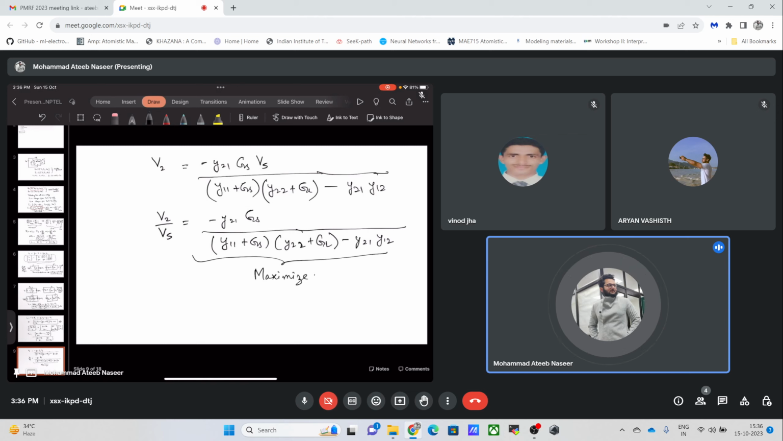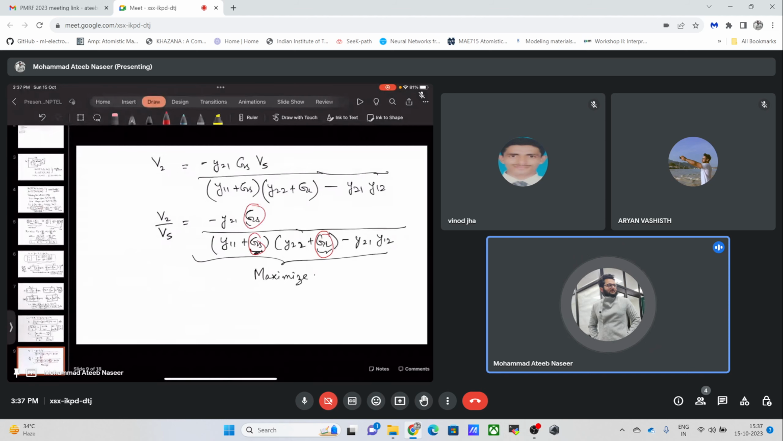So what can I do with this? I have parameters like Gs and GL. GL is the output conductance. I cannot change these, because they are not in our control. What can we select, or what can we go with? These things are not in our control, so we have the y11, y22, and the other y parameters, which we need to look into.